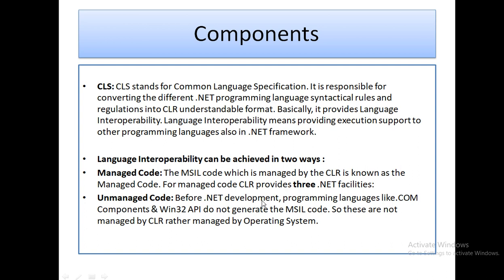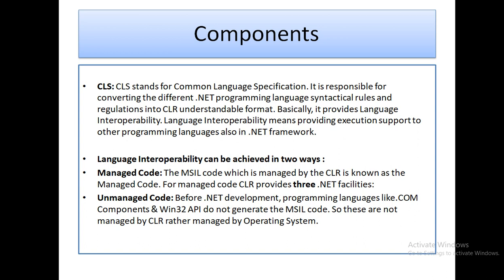Okay, now components. CLR has a few components in it, and each and every component does some important task toward this whole process. So it has one component called CLS. CLS stands for Common Language Specification. It is responsible for converting the syntactic rules and regulations of the different .NET programming languages into a CLR understandable format. Basically it provides language interoperability.